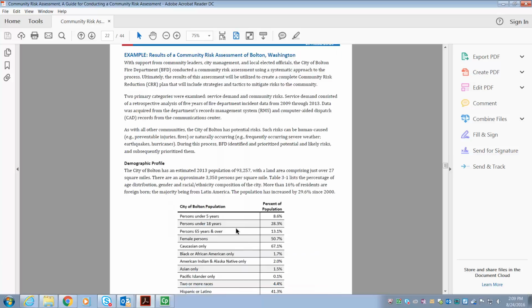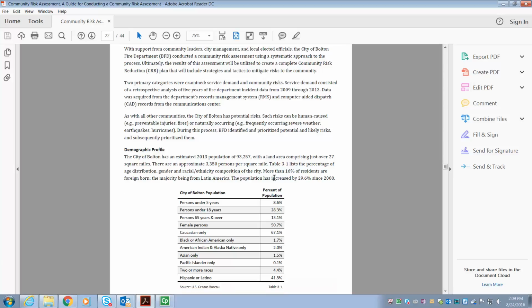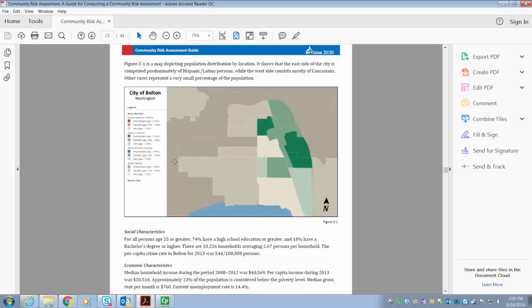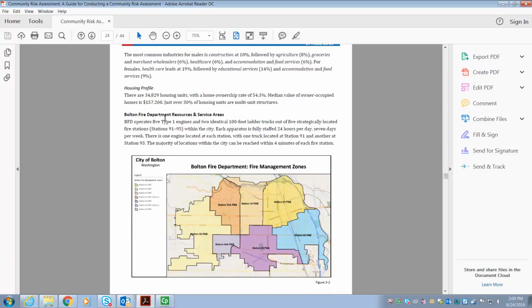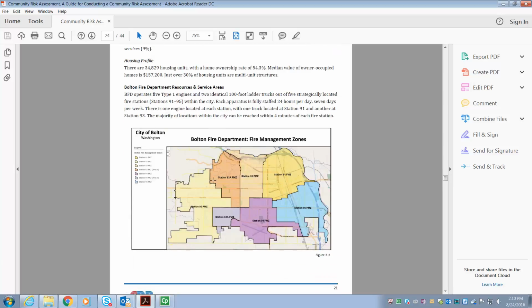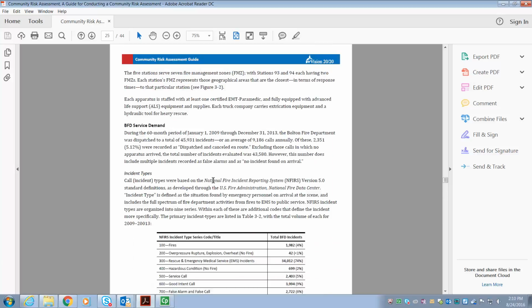So this is, like I say, this is a document. This gives you an example here of a community risk assessment of Bolton, Washington. I would encourage you to look at that and see how they have developed their demographic profile, how they looked at, this is a map depicting some of the characteristics of their community, the social characteristics, the economic characteristics, housing, then the fire department resources and service areas. We're not really worried about with that right now.